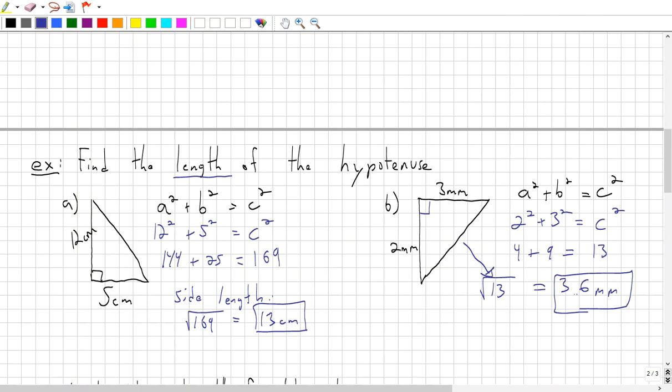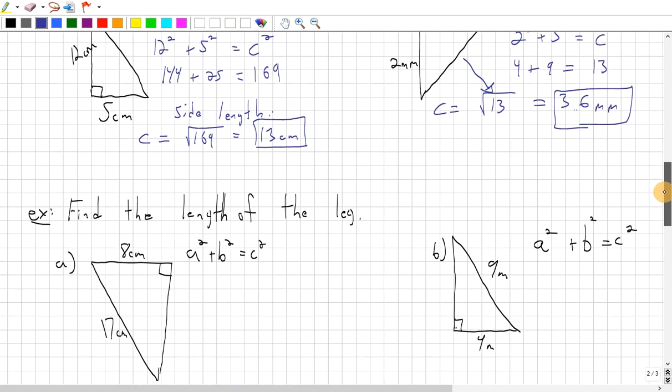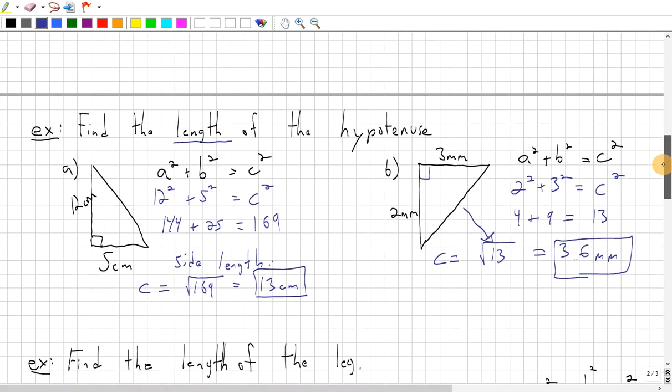What we should probably do is say that C is equal to this, because that's what we're finding, the hypotenuse. Okay, so we found the length of the hypotenuse.